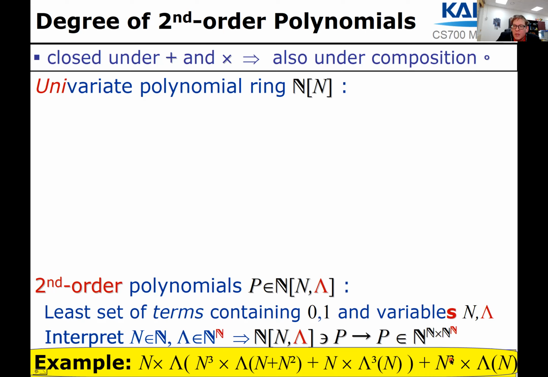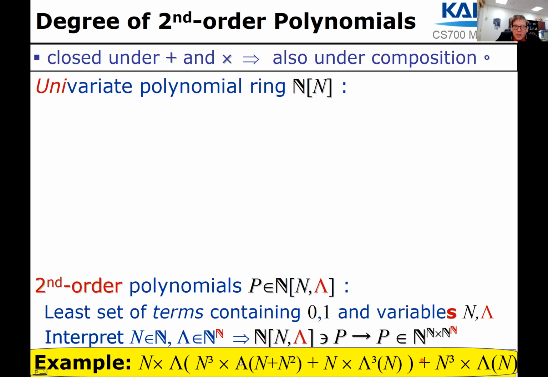That means we use the closure under multiplication of the variable with itself, and also closure under multiplication with the second order variable lambda applied to the first order variable n. It makes sense. And here's another more interesting term.